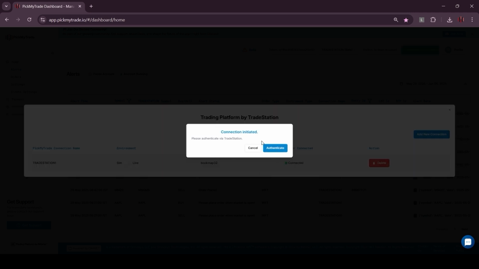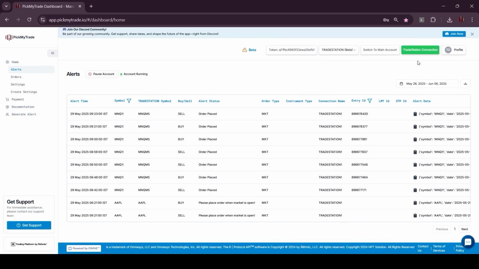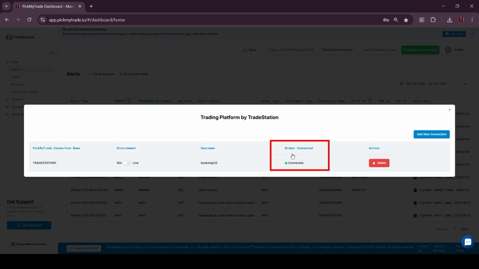And then it will ask me for authentication. When you click on Authenticate, it will redirect you to the TradeStation login page. Just enter your username and password. Once the authentication is completed, you will find the TradeStation connection in green. And here you can see the broker is connected.